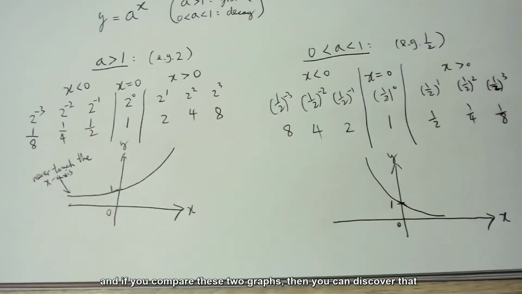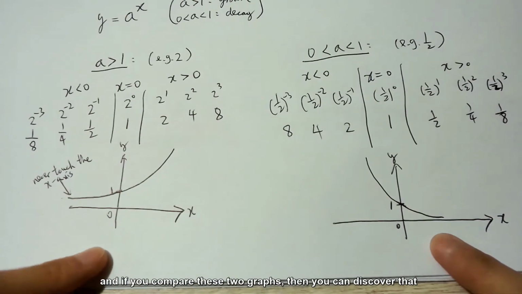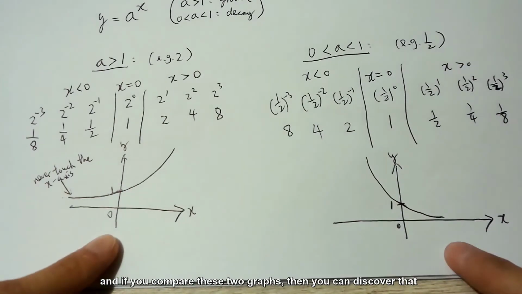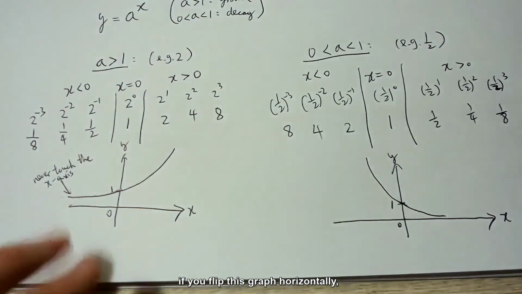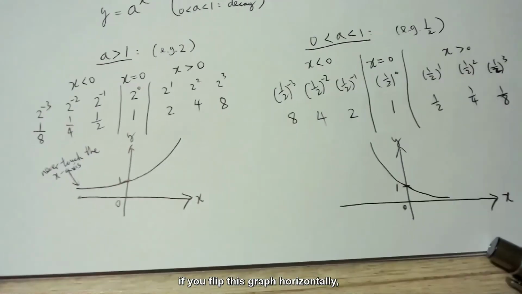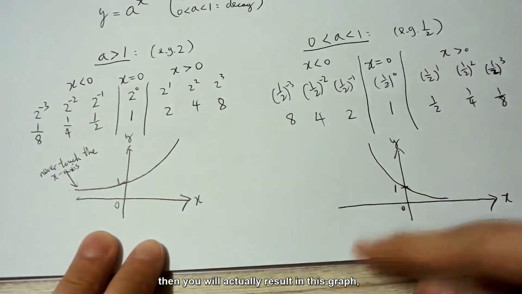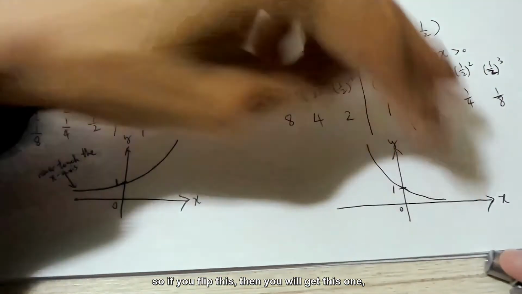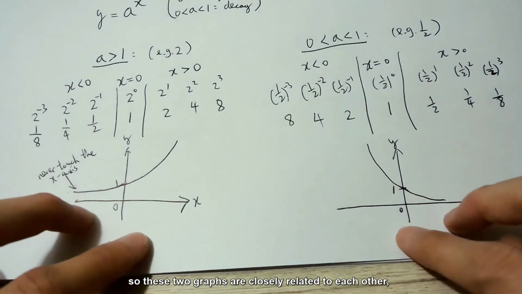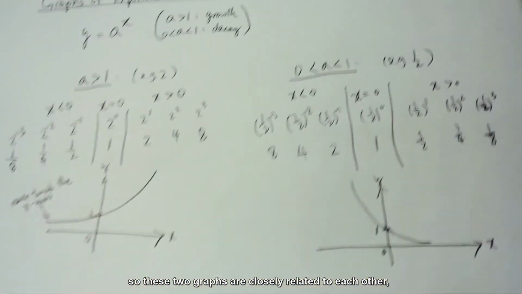And if you compare these two graphs, then you can discover that if you flip this graph horizontally, then you will actually result in this graph. So if you flip this, then you will get this one. So these two graphs are closely related to each other.